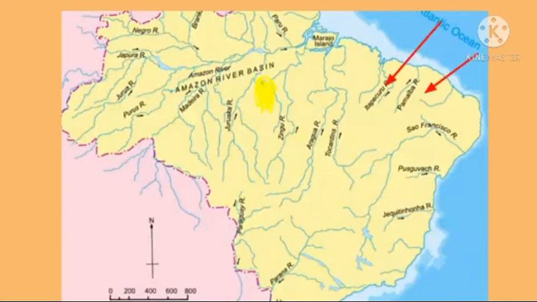And river Paraniba and river Itapecuru, you can see here in the northern part, in this region, flowing northwards, and they meet the North Atlantic Ocean. So North Atlantic Ocean you can see here. So these two rivers are flowing in the northward direction, and they meet into the North Atlantic Ocean.